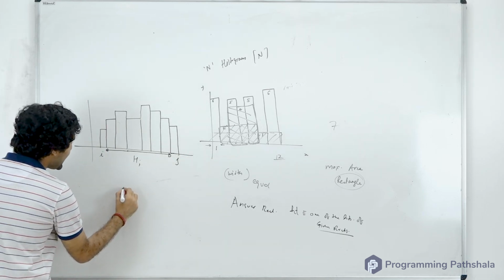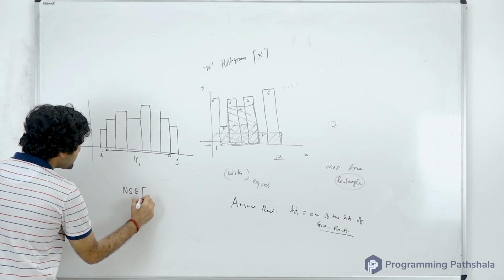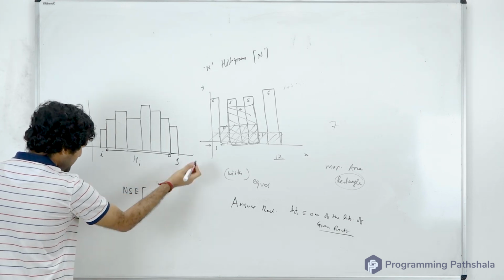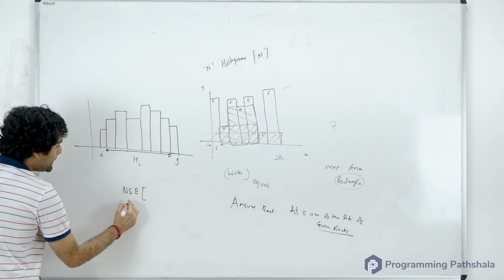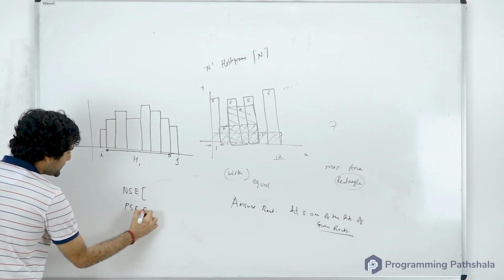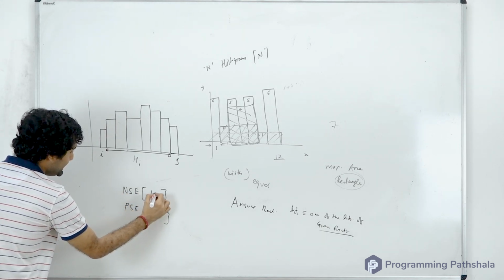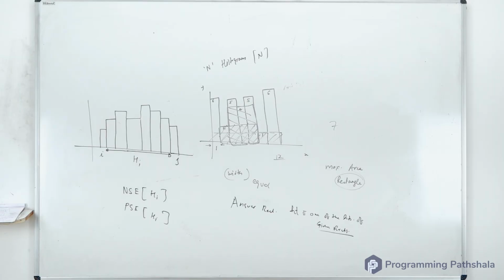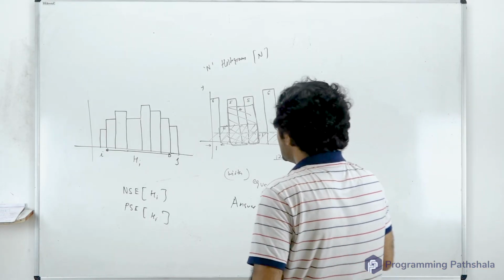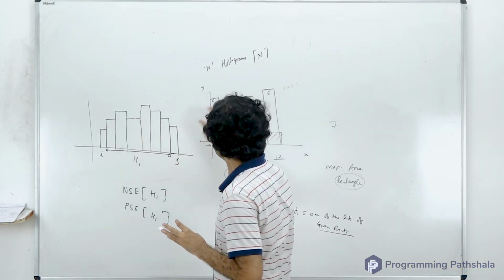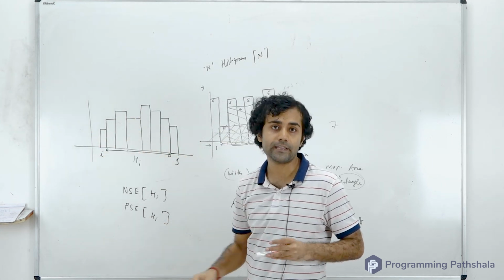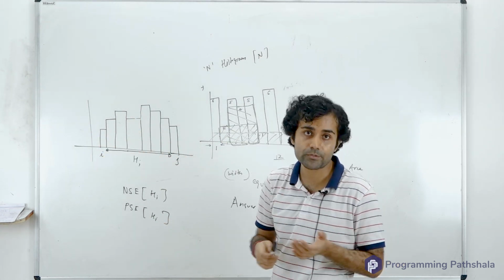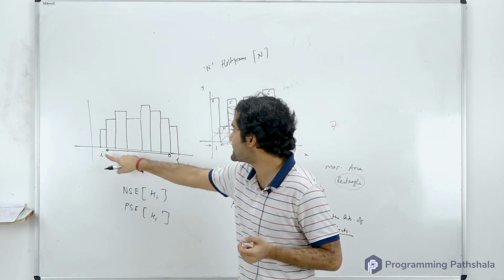So can I say that I need to track the next smaller histogram? Let's call it next smaller element only. So I need the next smaller element and previous smaller element, both, for any histogram. If you know the next smaller index of any element in the array and the previous smaller index of any element in your array, then your job becomes done. Yes or no? So let's say this is j, this is I.